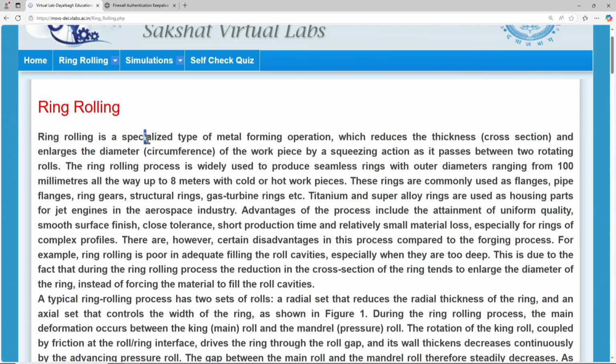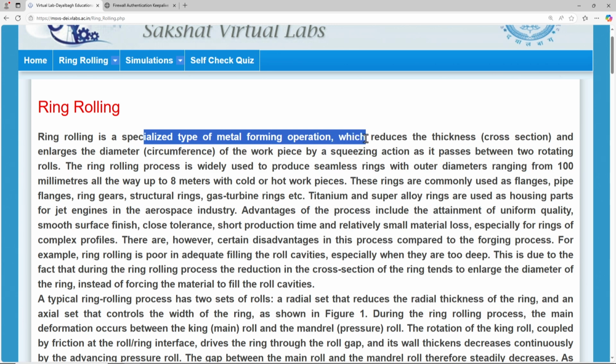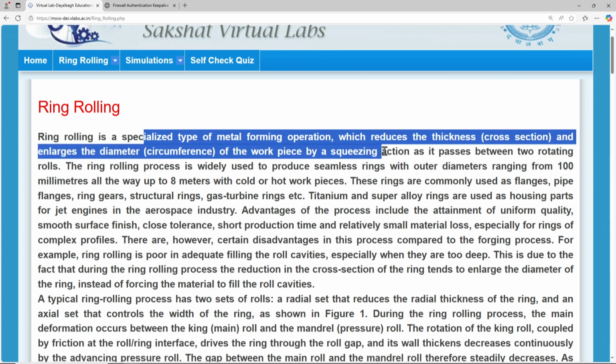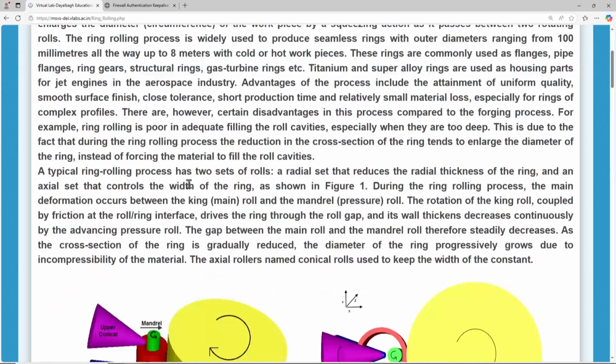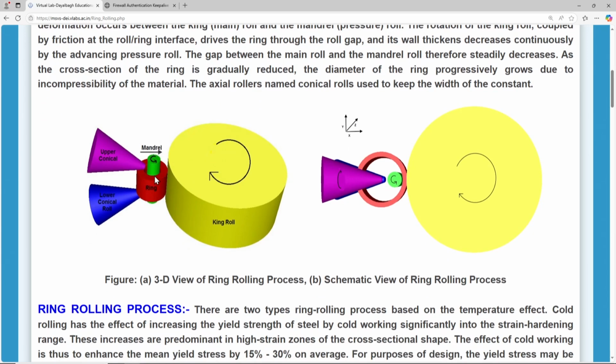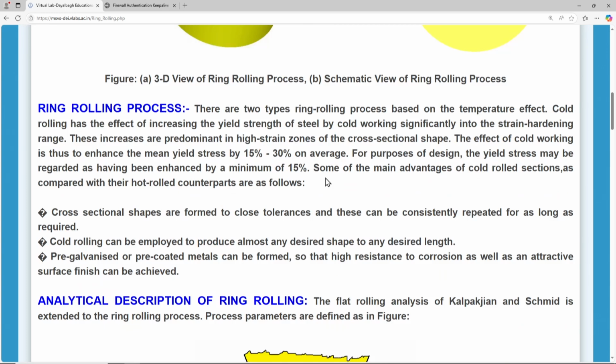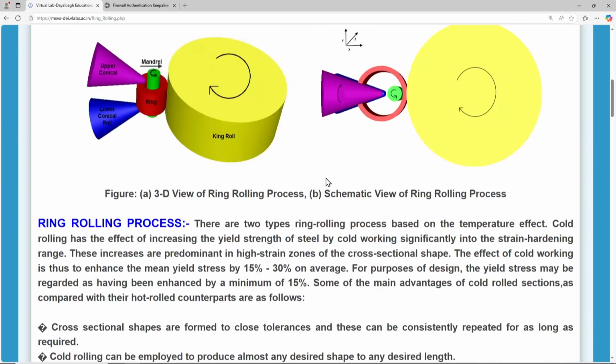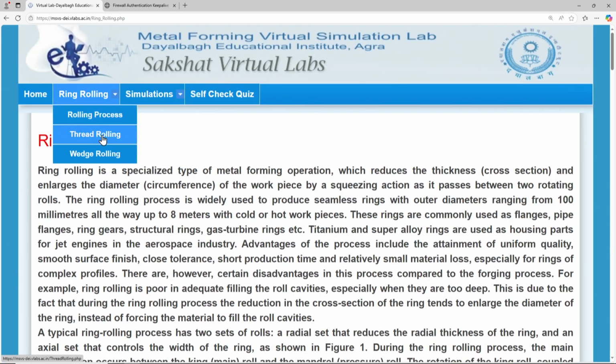Ring rolling is a specialized type of metal forming operation which reduces the thickness, that is the cross section, and enlarges the diameter of the workpiece by squeezing action as it passes between the 2 rotating rolls. So this is the ring rolling process. You can see there is a mandrel, there is a ring, and there are a lower and an upper conical part here. So this is how the ring rolling process works. Let me come to the next, that is thread rolling.